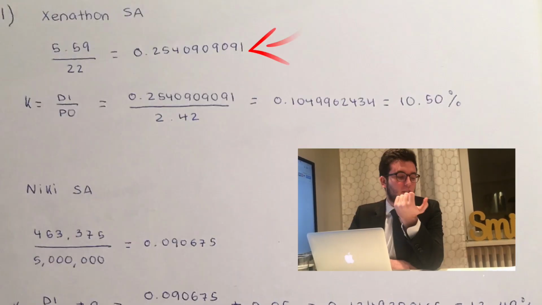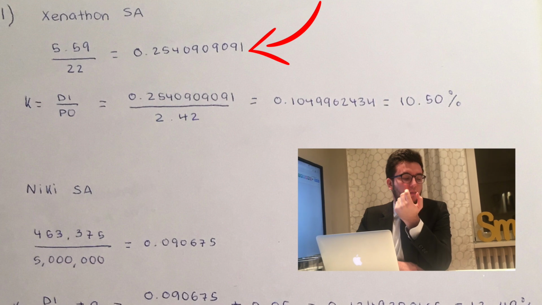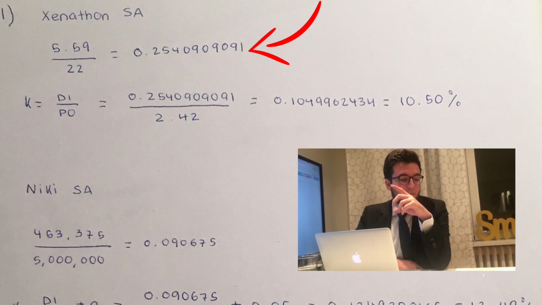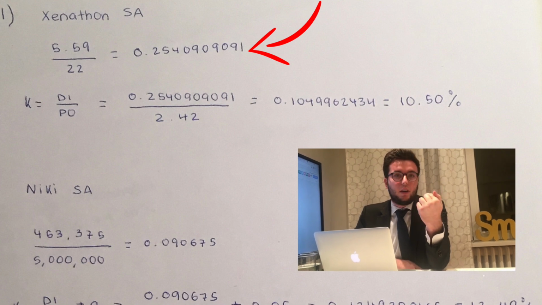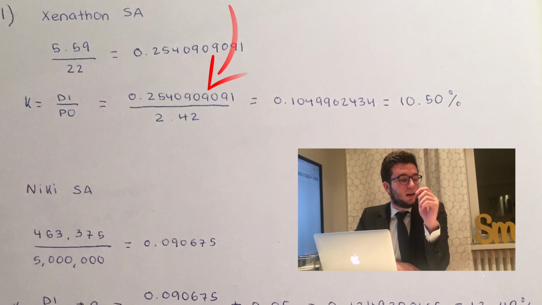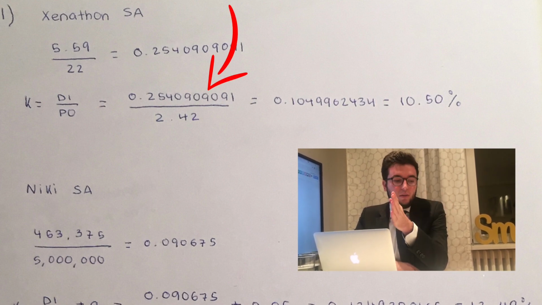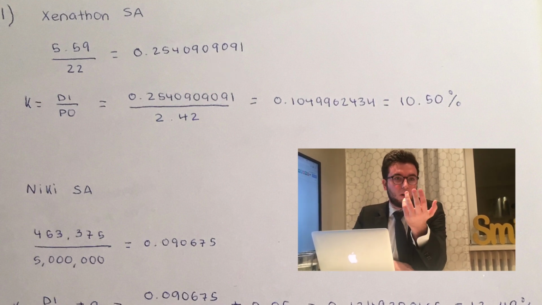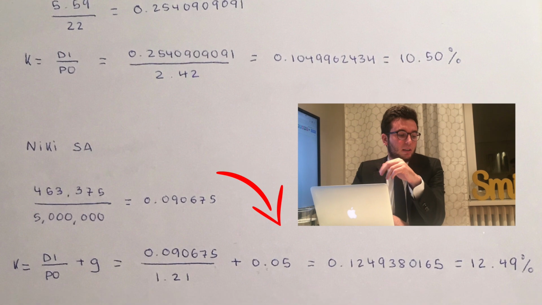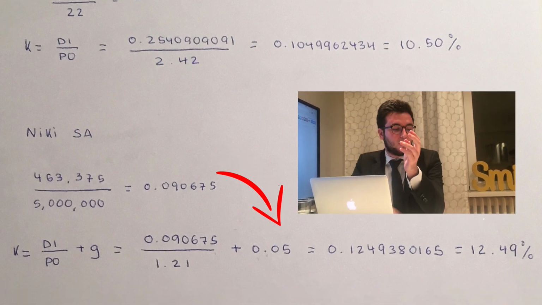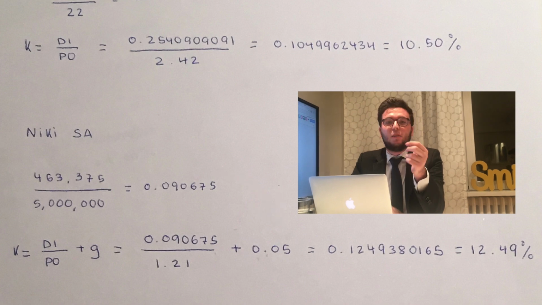So to find the equity rate of return, first we had to find the dividend per share, and we divided the total dividend by the total shares. And by finding the dividend per share, then we apply it to our formula to solve for K, that is the dividend yield, and we did the dividend per share divided by the initial price of the share to find the dividend yield. In the case of Xenazon, we didn't add the growth because it's a constant perpetuity, but in the case of Nikki, we add 5% growth because it's a growing perpetuity.